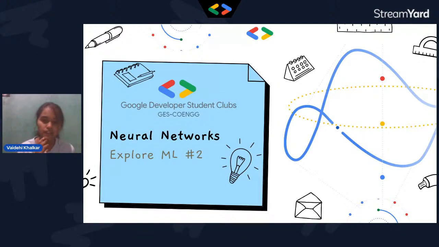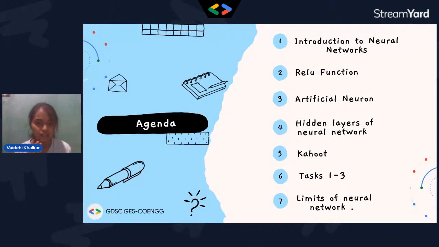Guys, we will be conducting a study jam for you. At the end of this session, we will have a question and answer part. Next is the agenda. The agenda of today's event: first is the introduction of neural networks. Second is the ReLU function. Third is the artificial neuron. Fourth is the hidden layer of neural networks. Fifth is Kahoot. Sixth is the task. And the last one is the limits of neural networks.